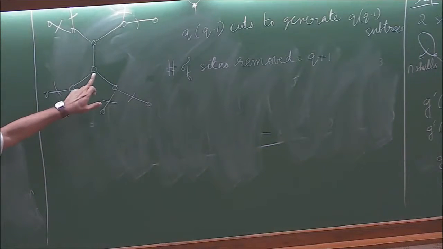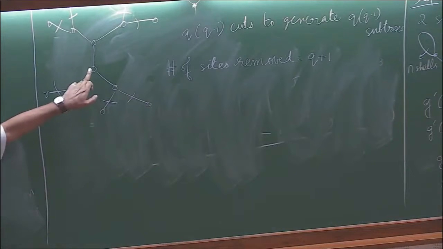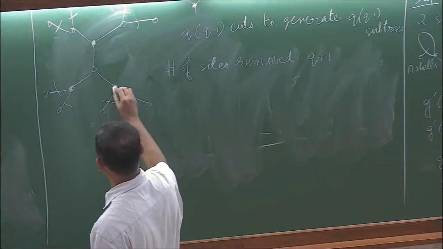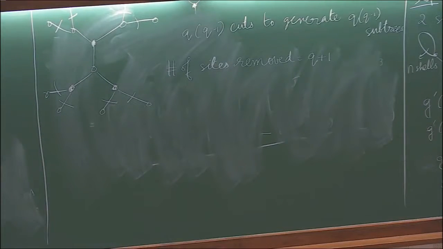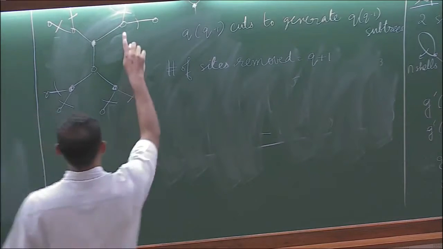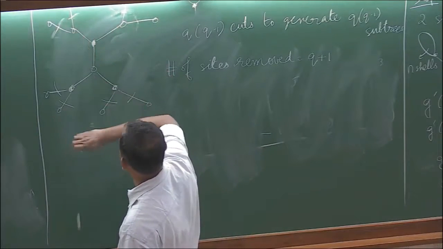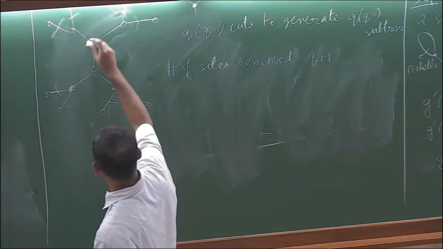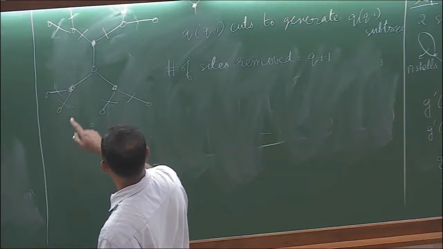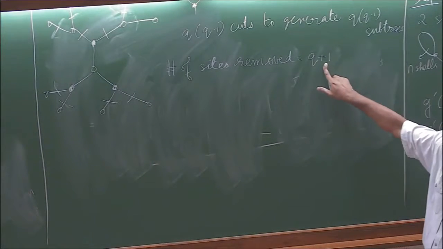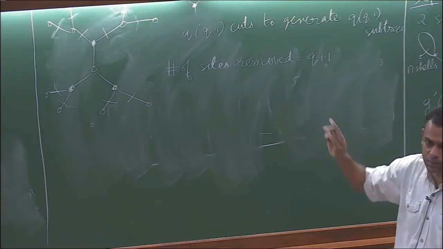The first shell I'm defining as the sites connected to the central site. This is the central site. These are the first shell particles, or the sites, q of them. Oh, you're supposed to cut the trees connected to the first shell sites. Here, oh, I'm sorry, I should have cut here. These I cut correctly, no? Yeah, this one. Okay, so I removed q plus 1 sites, and generated q into q minus 1 subtrees by making this cut.